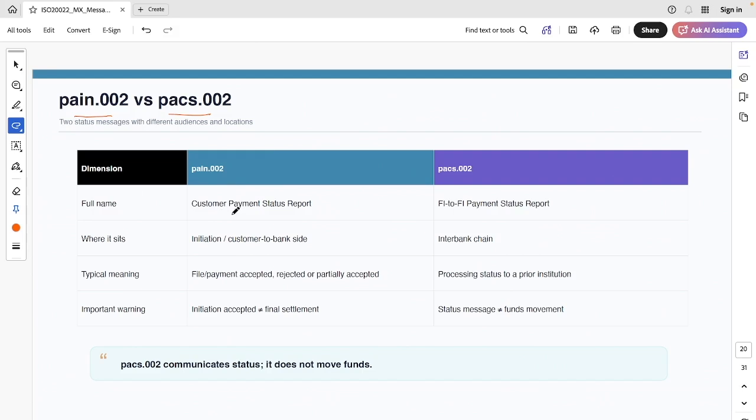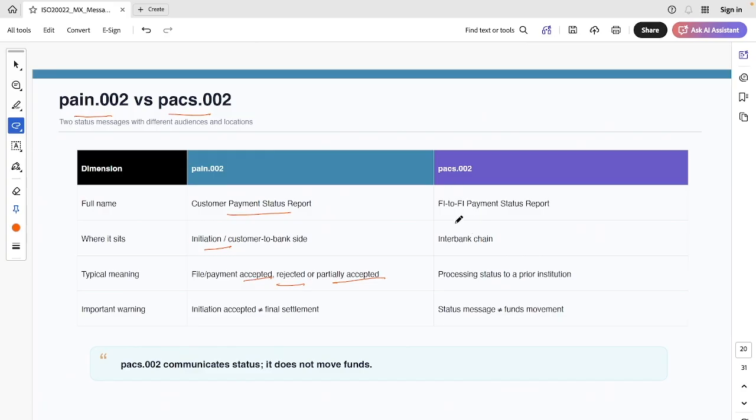Pain.002 is your customer payment status report. It sits on the initiation side or customer to bank side. It tells the customer or payment channel or corporate whether the submitted instruction or file was accepted, rejected, partially accepted, or is under processing.